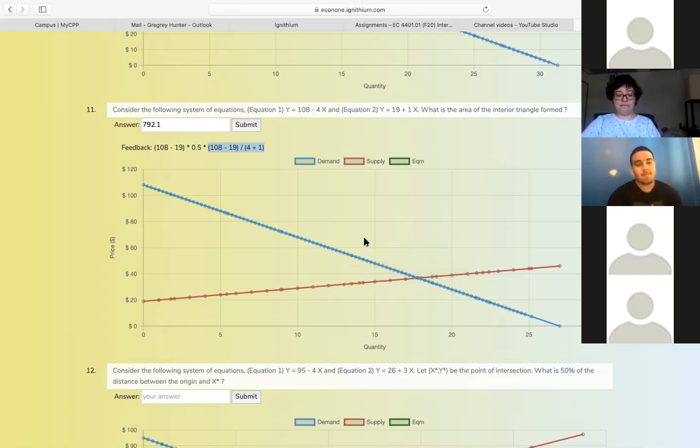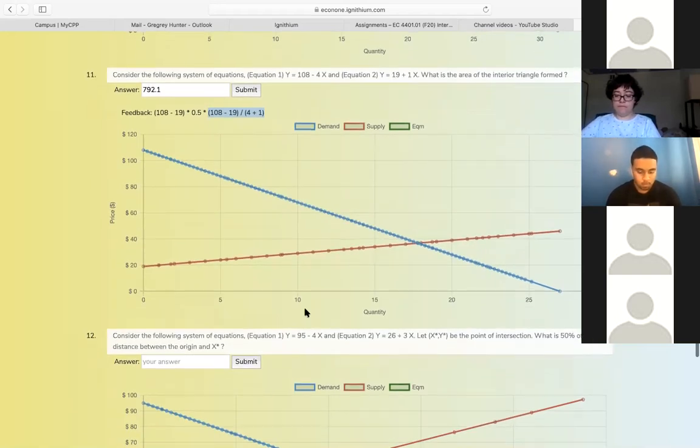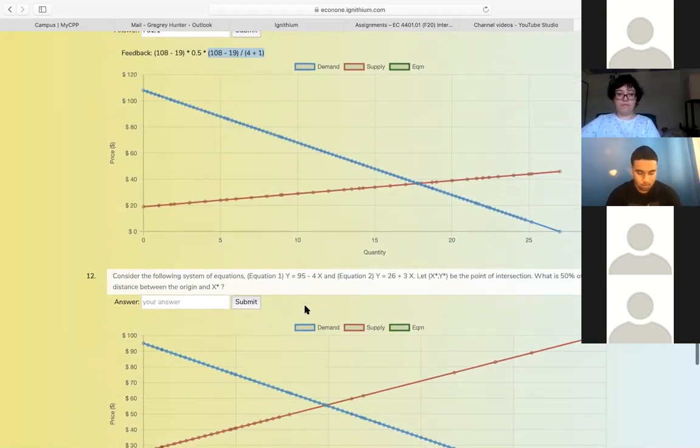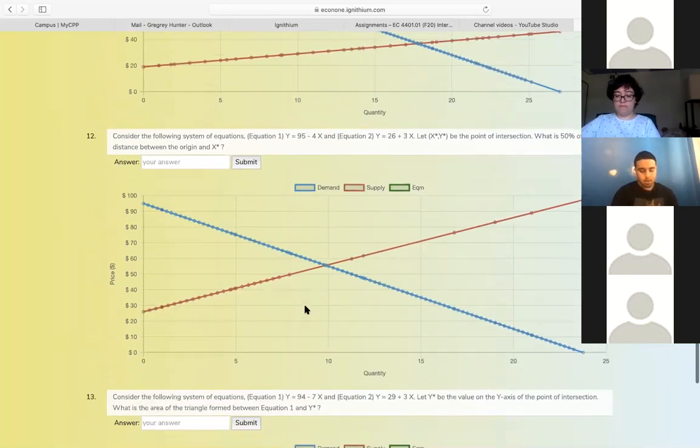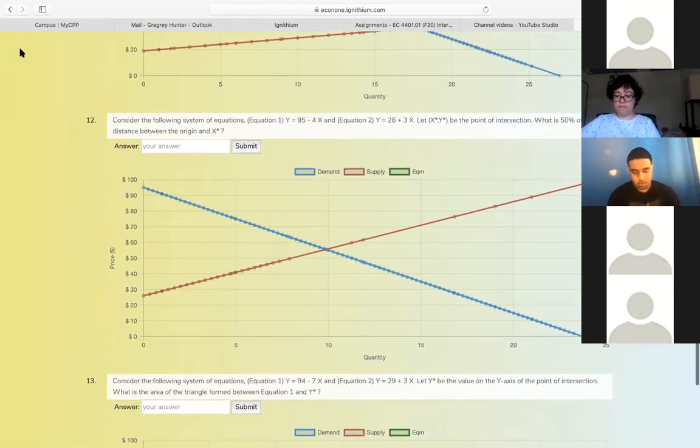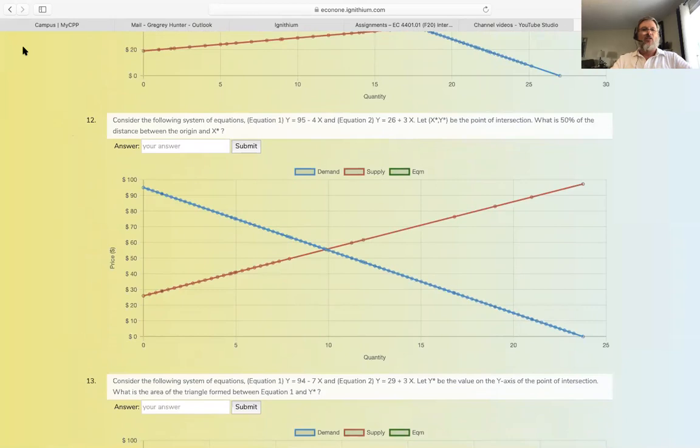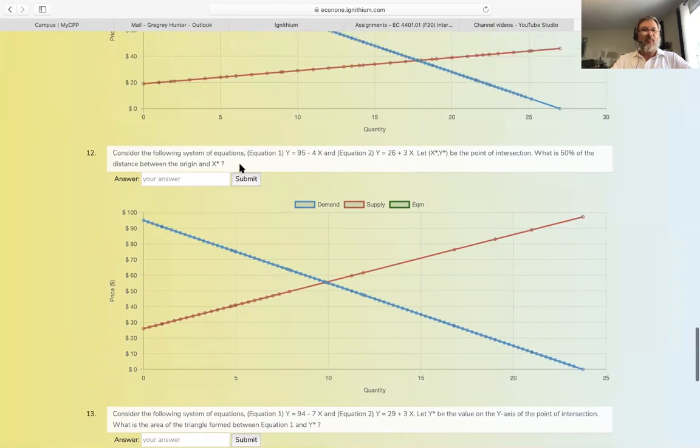So does anybody have a question about that one? I know sometimes people look at the interior triangle one and they're like, I don't know. But yeah, the information's all there. It just takes a little while to sort it out. Okay, so now let's look at number 12.